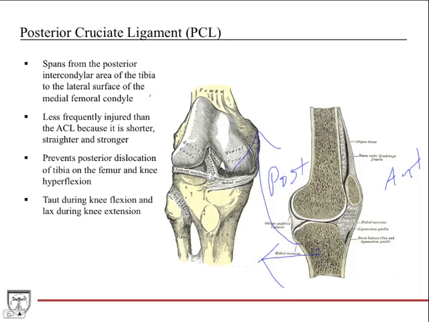And the way you test this is a posterior drawer test, where, opposite the anterior, you grab the femur and hold it steady with one hand, and then with the other hand, you push the tibia back. If it's nice and taut and you can't push it back too much, then it indicates that the PCL is intact. But if you're able to push it considerably backwards or posterior, then it can indicate that the PCL was torn. Another thing to note is that during knee flexion, the PCL is nice and taut, but it's lax during knee extension.